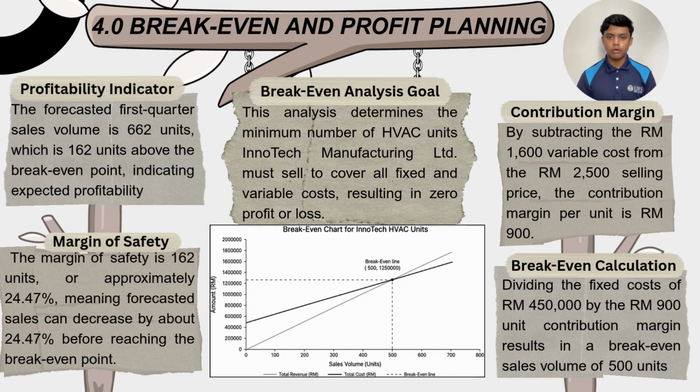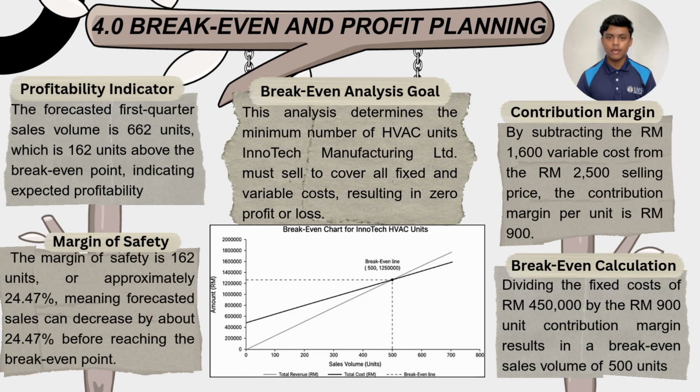Focusing on section 4.0, break-even and profit planning. Break-even analysis is used to determine the minimum number of HVAC units that Innotech Manufacturing must sell to cover all fixed and variable costs. At the break-even point, the company does not make a profit or loss.